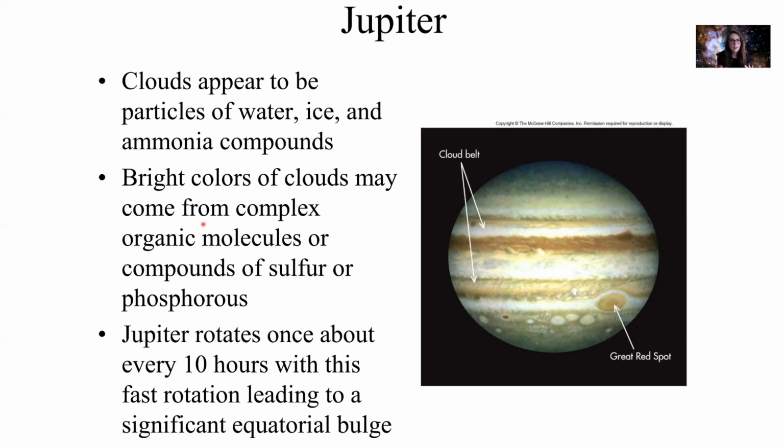Jupiter rotates once about every 10 hours, a pretty rapid rotation, and this fast rotation leads it to have what we call an equatorial bulge. That means that Jupiter is actually a little bit bigger at its equator than it is at its poles. So the radius of Jupiter isn't constant all the way around. The radius, the distance from the center of the planet to the edge, is a little bit bigger at its equator than at the poles because it's spinning so rapidly. We see that sometimes really massive stars will be like that too.